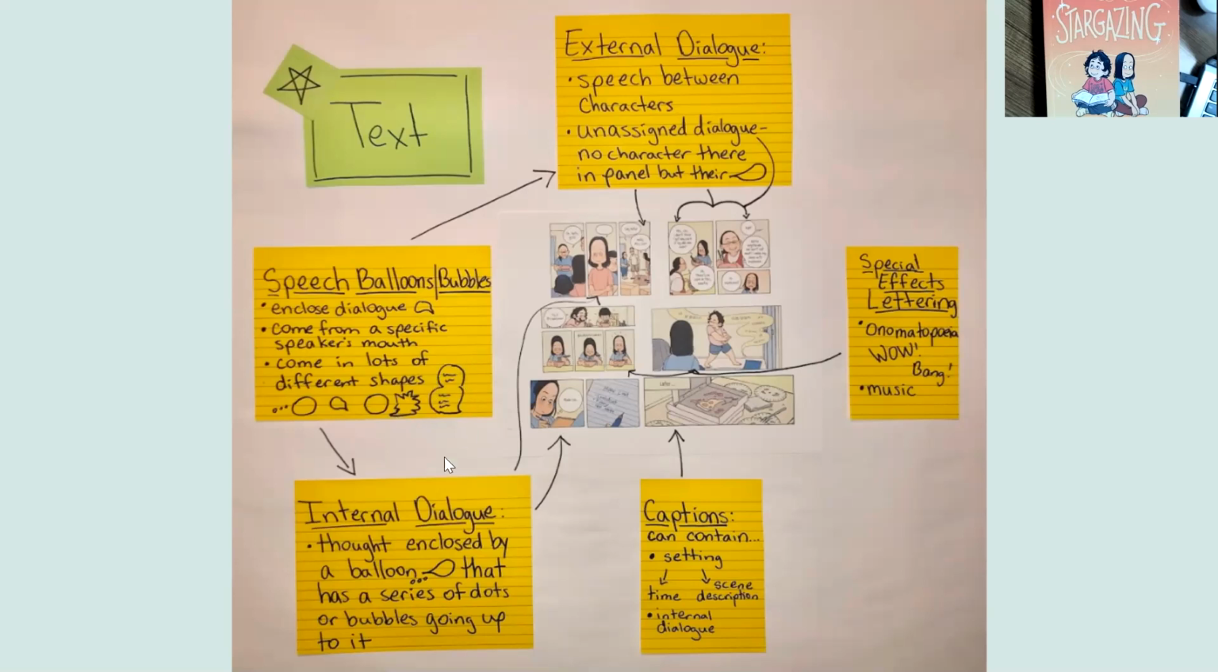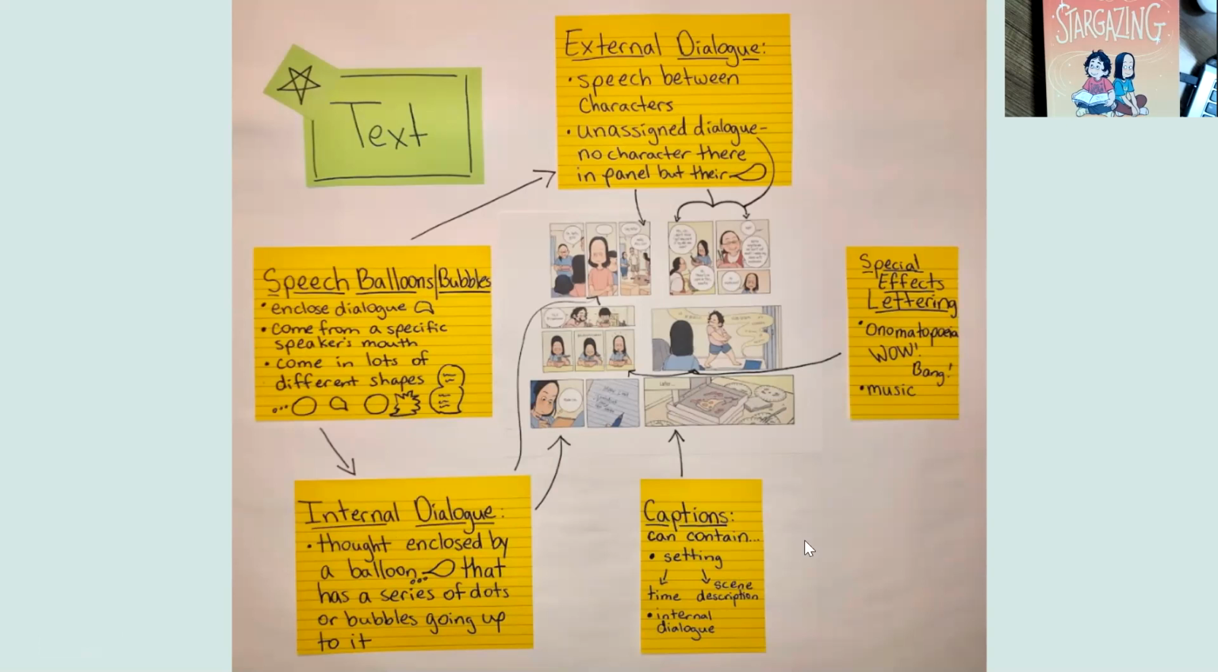We also have some internal dialogue. That is a thought enclosed by a balloon that has a series of dots or bubbles going up to it, right? So when we have the little dots right here along with a bubble, for example, this one, this is where she's thinking, right? This is a thought enclosed in a balloon. So this is not dialogue spoken out loud, but this is showing us that these are things that are going on in her head.